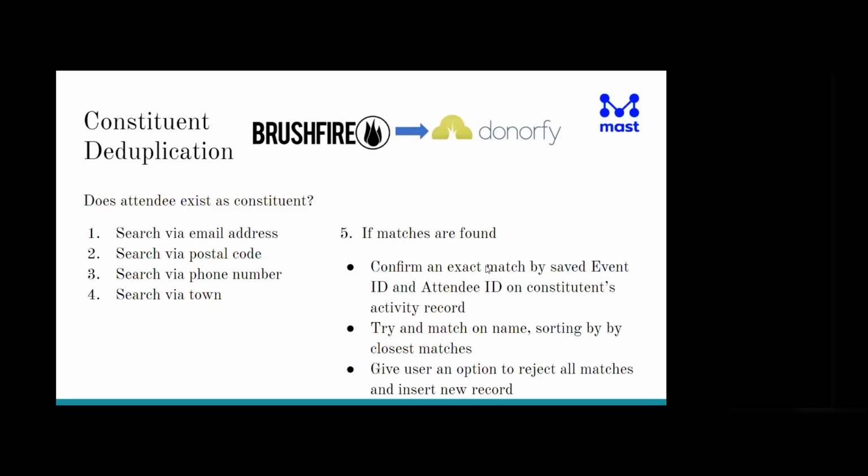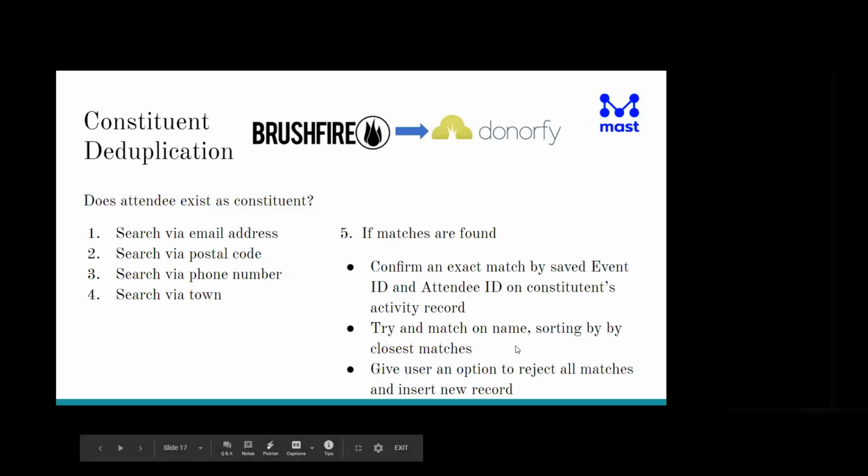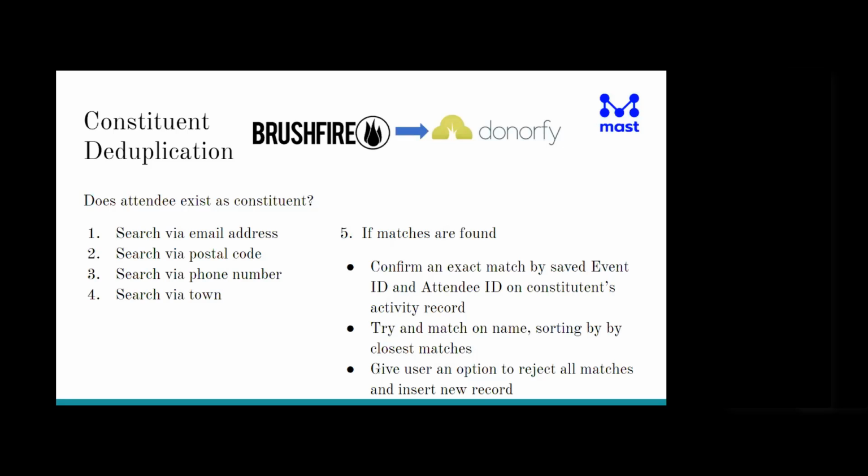we'd want to look at it to see whether it was that exact constituent. And to do this, we saved the event ID and the attendee ID on the constituent's activity record in the extra fields. Unfortunately, we couldn't use the attendee ID as the absolute identifier for Brushfire, as an attendee would get a different ID number for every event they attended. We'd try and match on name if we couldn't find the exact match, and we'd sort by the closest matches. And we also gave the user an option to reject all the potential matches and insert the new record.